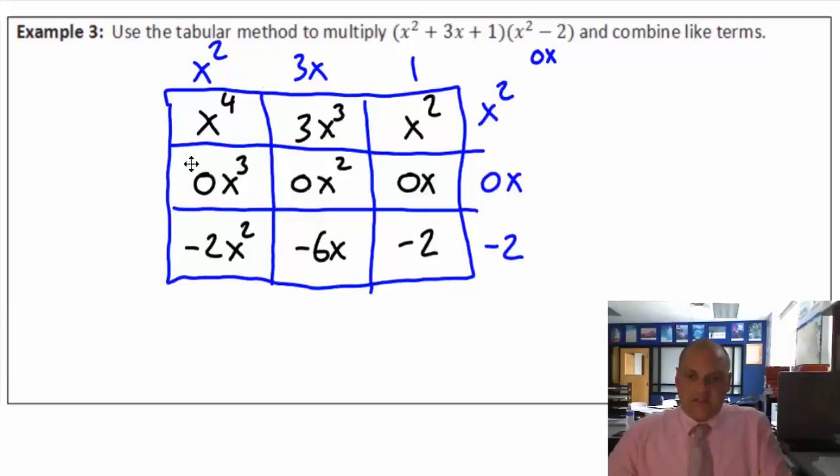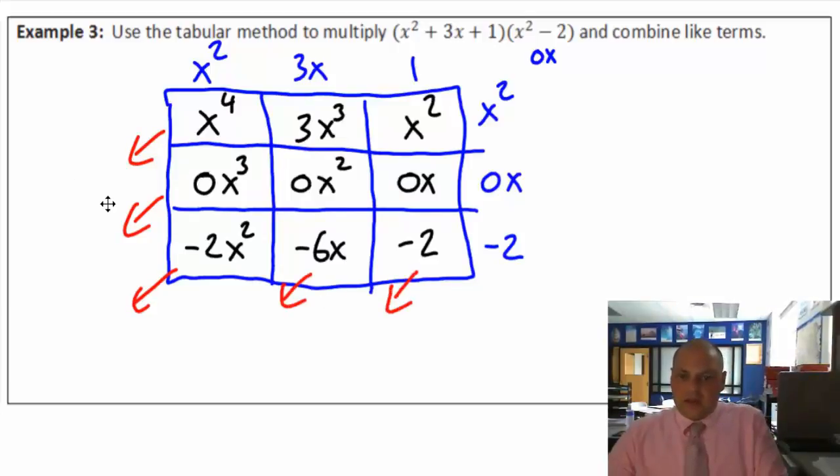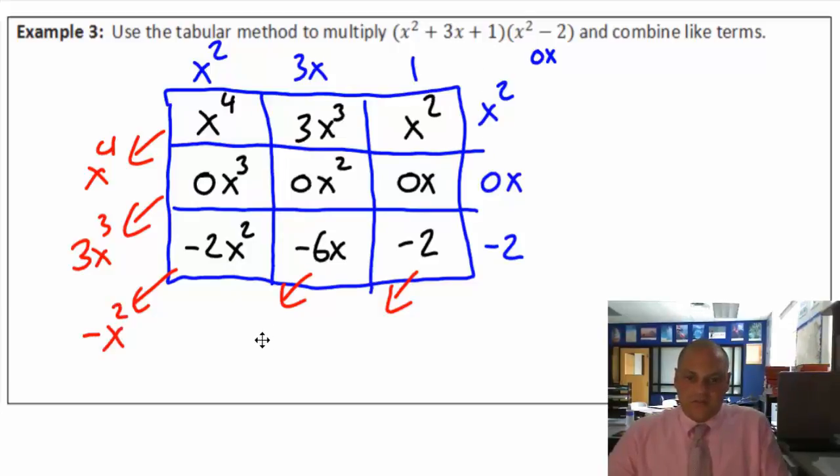Let's make sure everything lines up. That should give you something, that should give you something, and so should that. So x to the fourth, this lines up, 3x to the third. This all lines up here. 1, 0, and negative 2 is negative 1, and so just negative x squared. This is negative 6x, and this is negative 2.